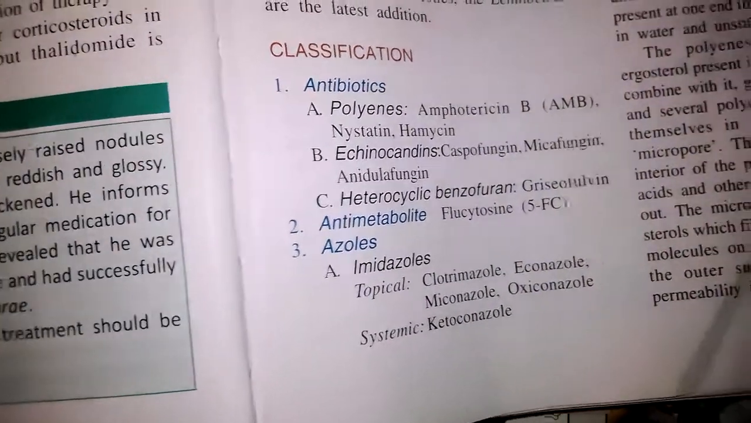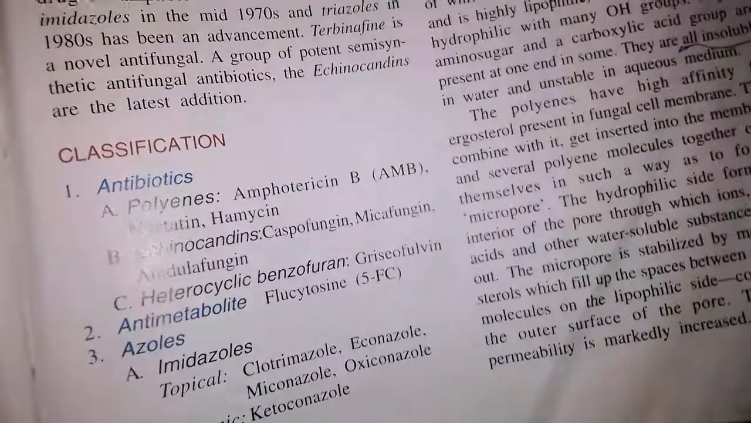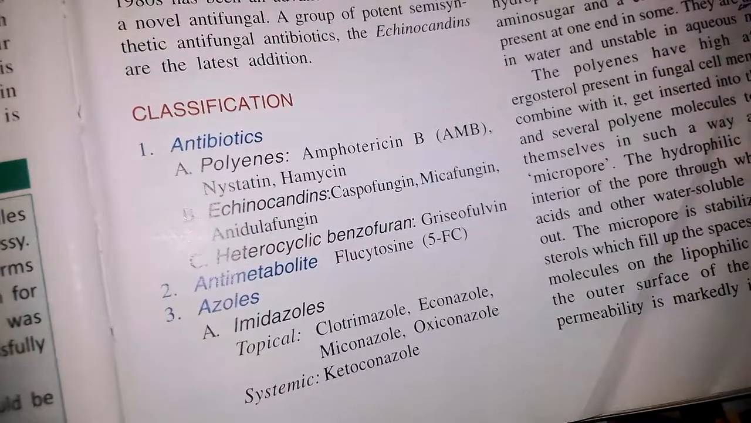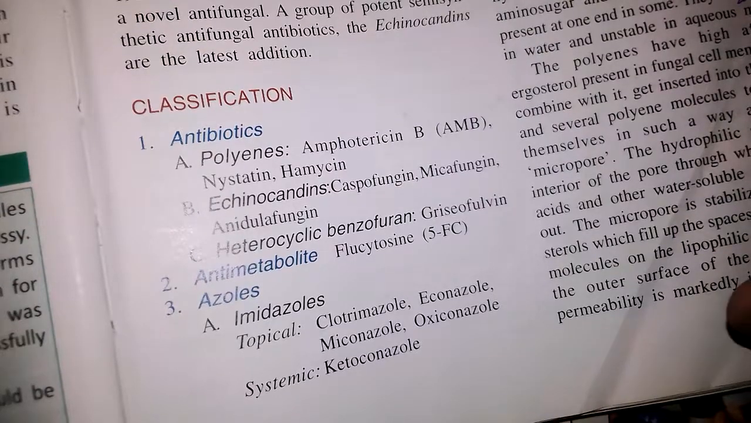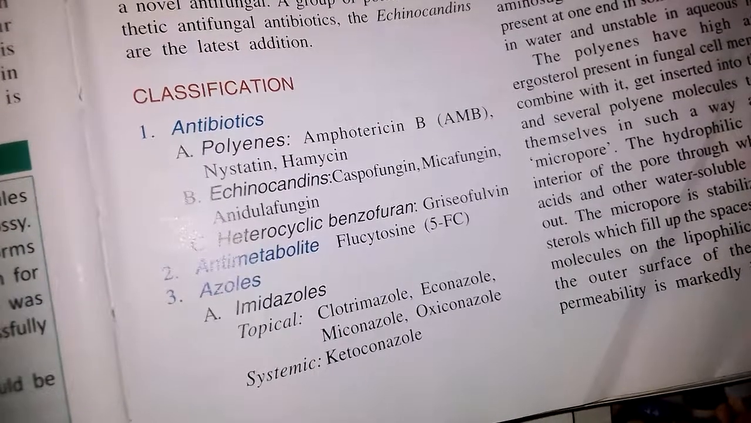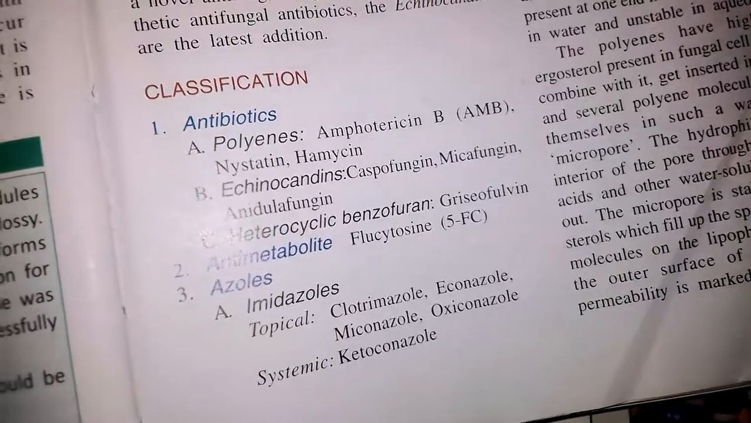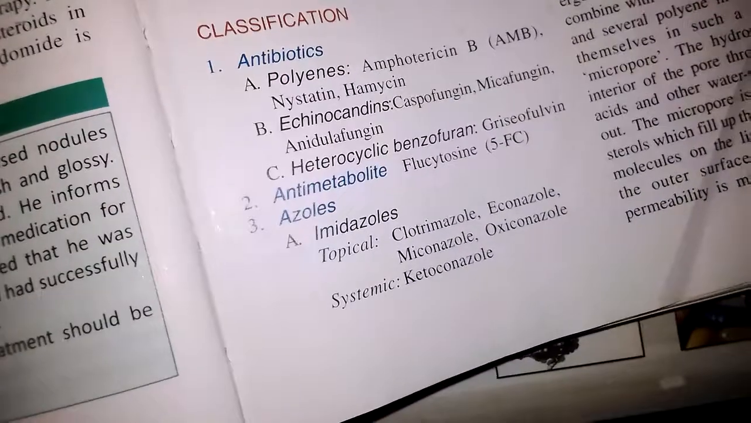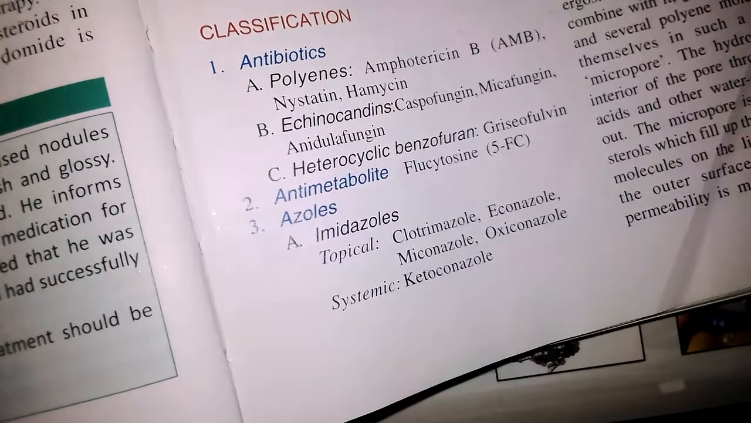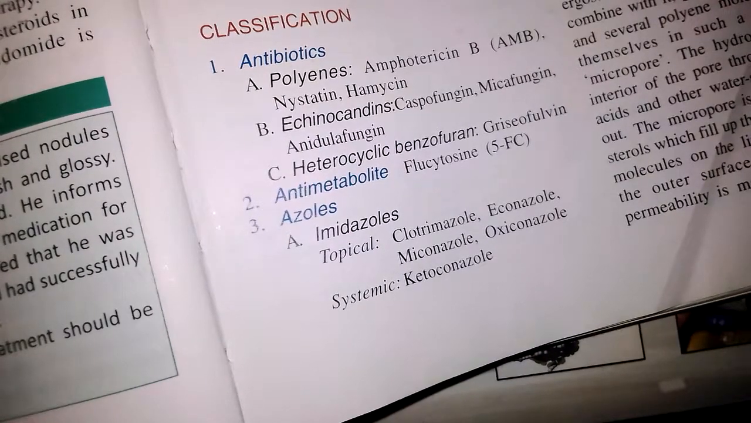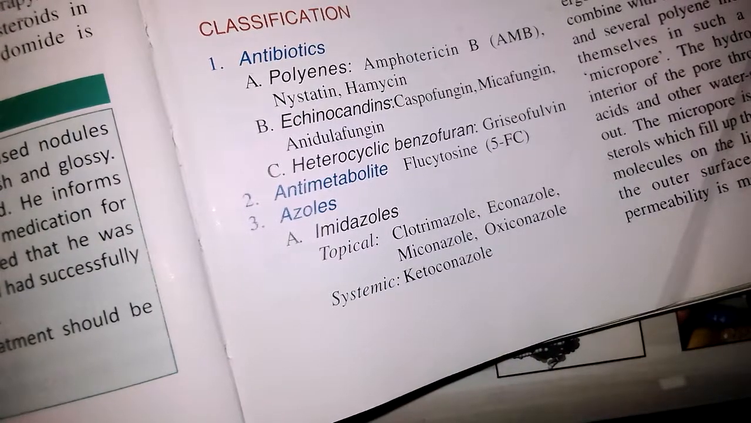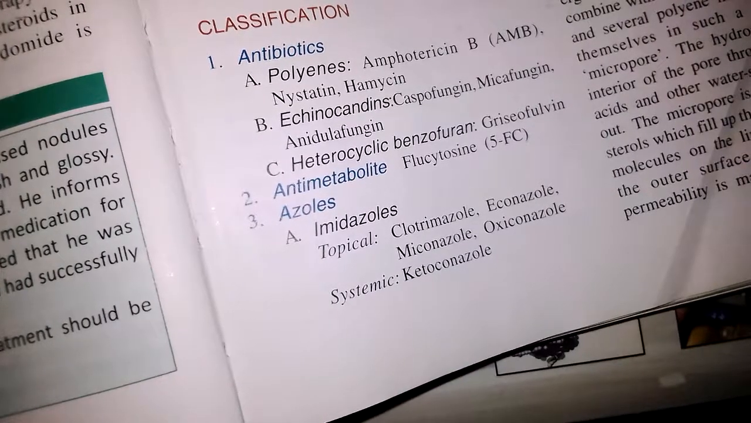Now coming to the mechanism of action of these polyenes, they bind to ergosterol, which is present in the fungal cell membrane. By binding to this ergosterol, many polyenes form a channel in the cell membrane of that fungus. This forms a pore. Through this pore, all the electrolytes and the contents of the cell come out, thereby causing the destruction of the fungus.